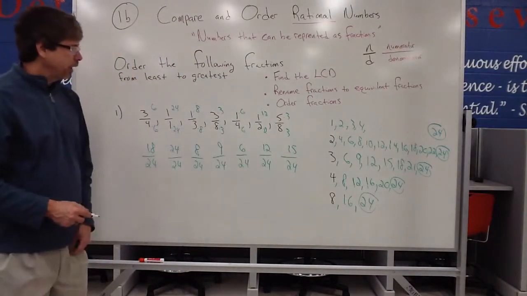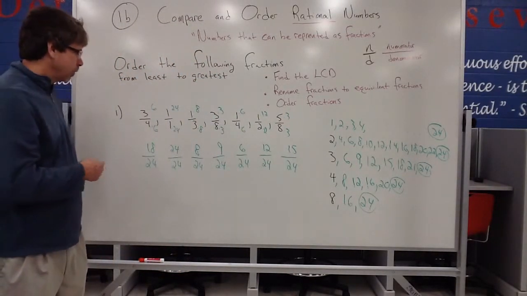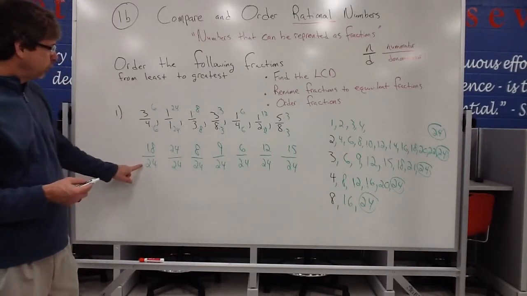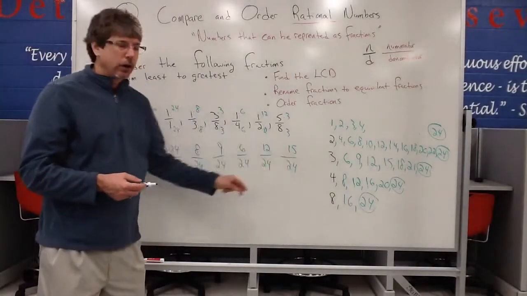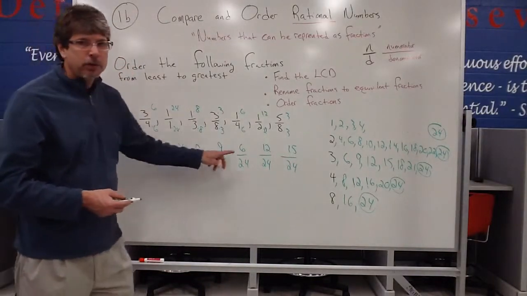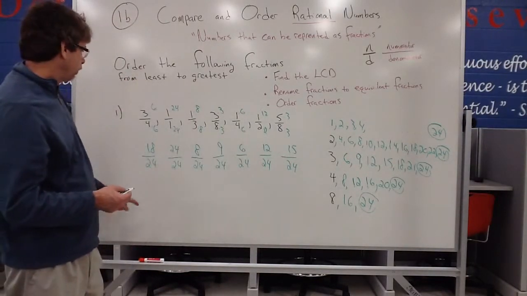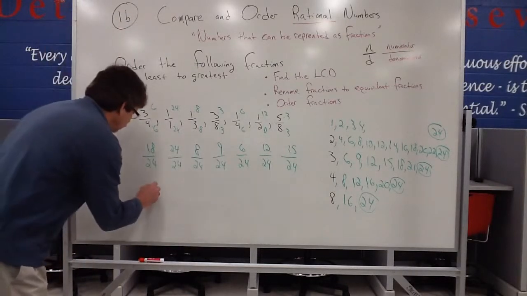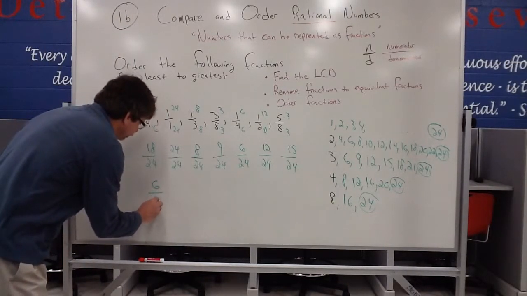Now that these all have the same common denominator, we're allowed to come through here and just organize them again. It was smallest to largest. So at this point, since all the denominators are the same, all I have to focus on are my numerators. So I'm looking for the smallest numerator. It looks like this 6 24ths is the smallest one. So that 6 24ths comes down.